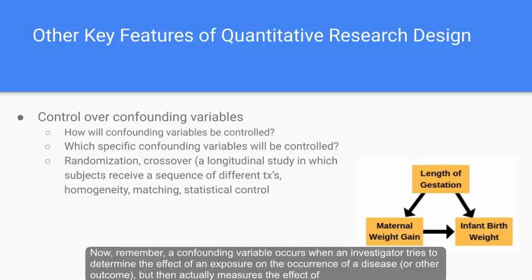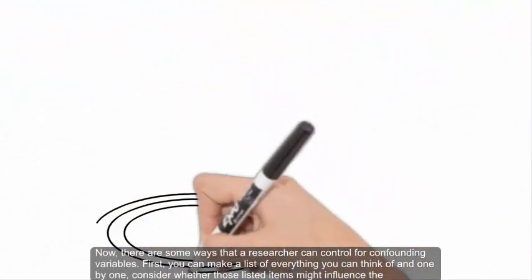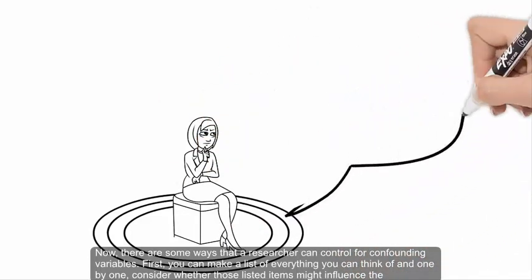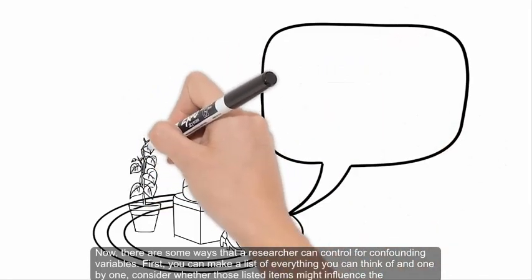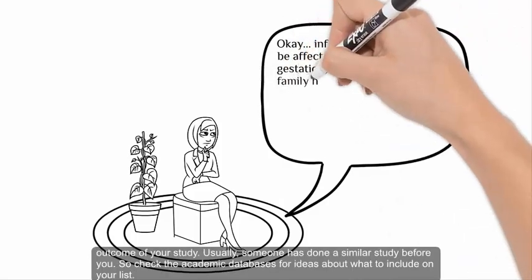Now remember, a confounding variable occurs when an investigator tries to determine the effect of an exposure on the occurrence of a disease or other outcome, but then actually measures the effect of another factor, a confounding variable. Now, there are some ways that a researcher can control for confounding variables. First, you can make a list of everything you can think of, and one by one, consider whether those listed items might influence the outcome of your study.